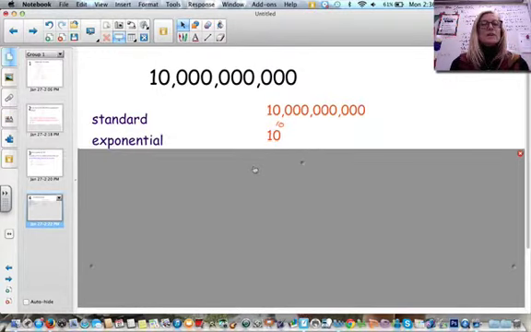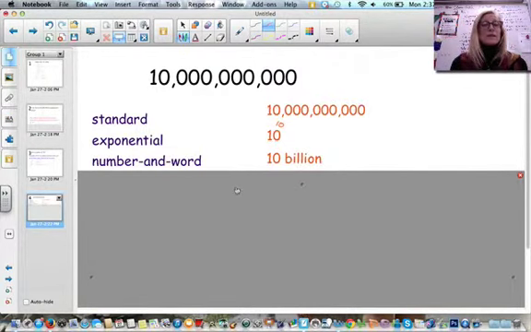And if I look here, exponential notation shows the base is 10 and the power is 10. So 10 to the 10th power. And if we count up, we have 1, 2, 3, 4, 5, 6, 7, 8, 9, 10. 10 zeros in 10 billion, so 10 to the 10th power.